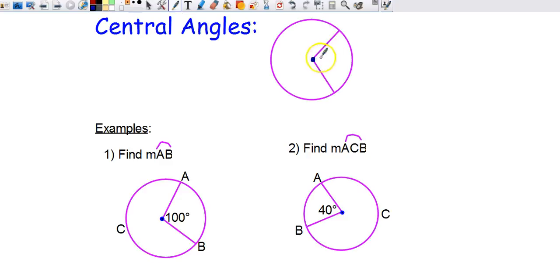That angle measure right here is equal to, we call this an arc. So the measure of that arc is the same degree as that angle. So if this is a 100-degree angle, then that arc is going to represent 100 degrees around that circle. So we're just going to say the measure of the angle equals arc.